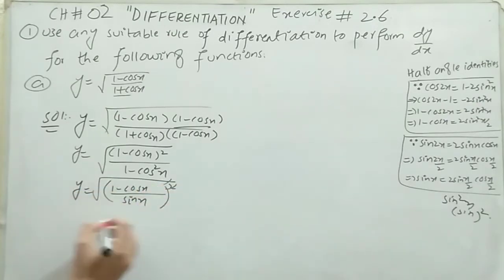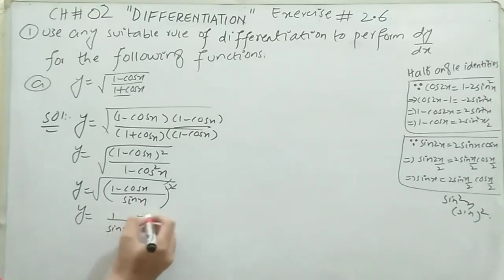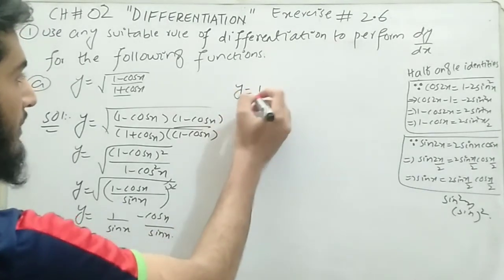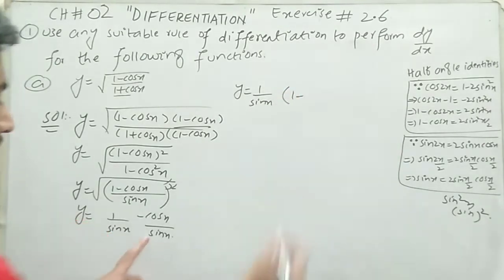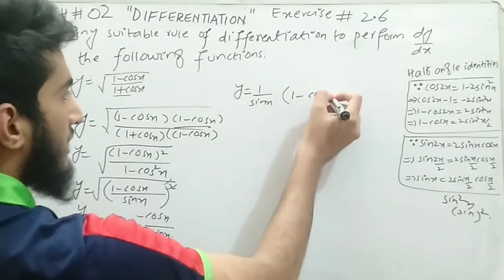Now the square cancels with the under root, and we are left with y is equal to (1 minus cos x) divided by sin x. So we can write it as 1 over sin x minus cos x divided by sin x. Now after this I am going to take out 1 over sin x common. Inside we are left with just 1, and with cos x, we are left with 1 minus cos x.